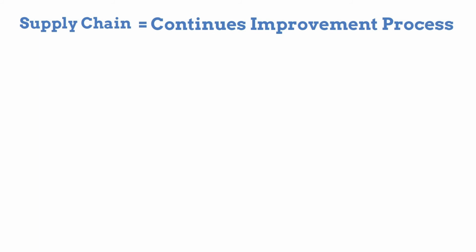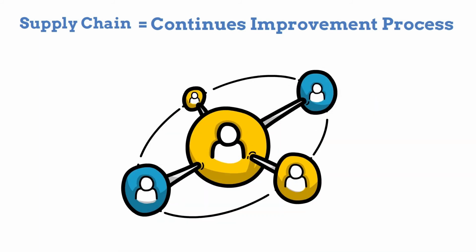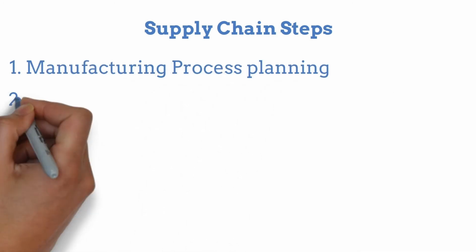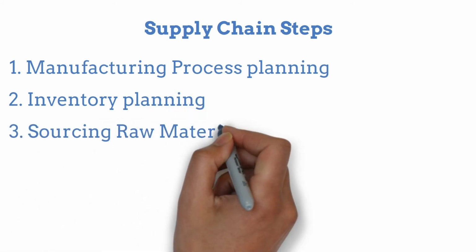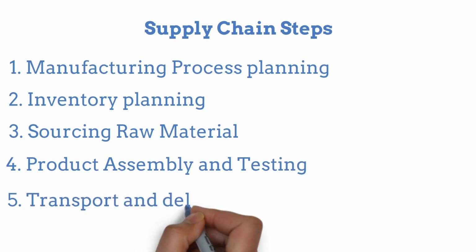Basically, supply chain is a continuous improvement process. It is a network of companies and the people who are involved in the production and the delivery of the product. Supply chain steps include: first, manufacturing process planning, inventory planning, sourcing the raw material, product assembly and testing, and the last one, transport and delivery of the finished product.